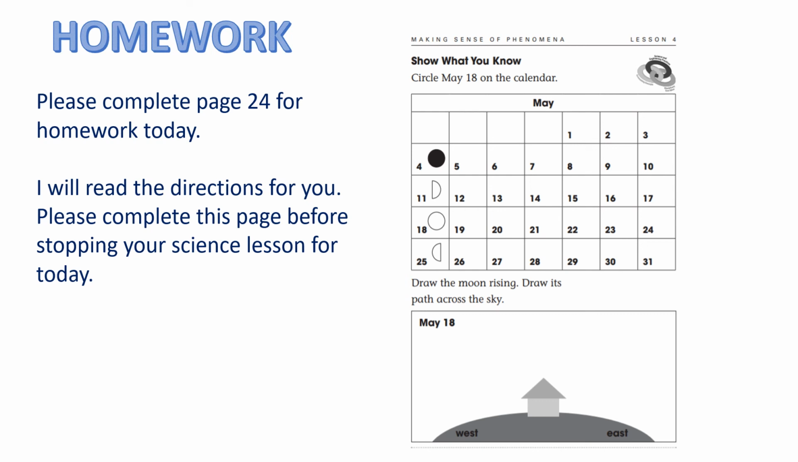Down at the bottom, it says, draw the moon rising. Draw its path across the sky. So if you look at May 18th on the calendar, you'll know what shape your moon should look like as it crosses its path on the picture. So again, think back to what we did a little earlier in our lesson. Draw the moon rising and its path across the sky.